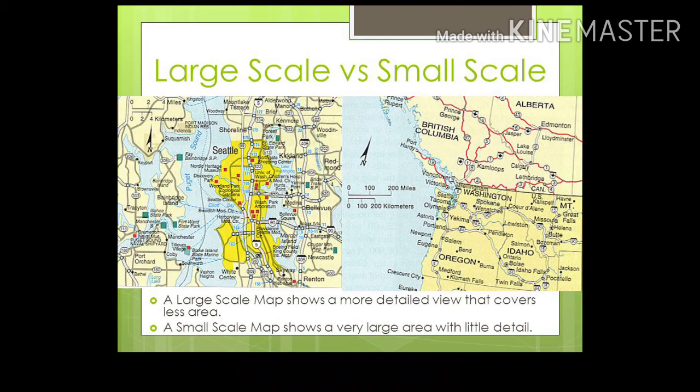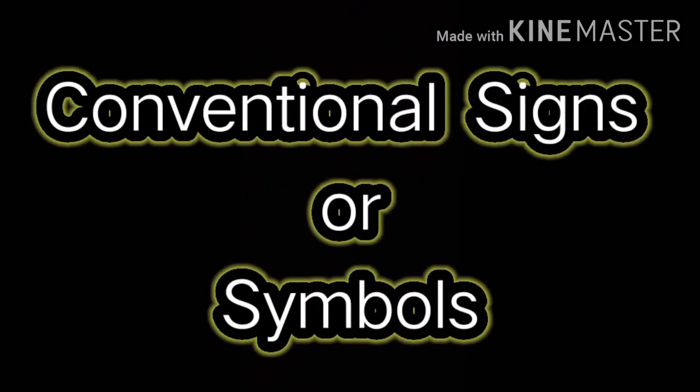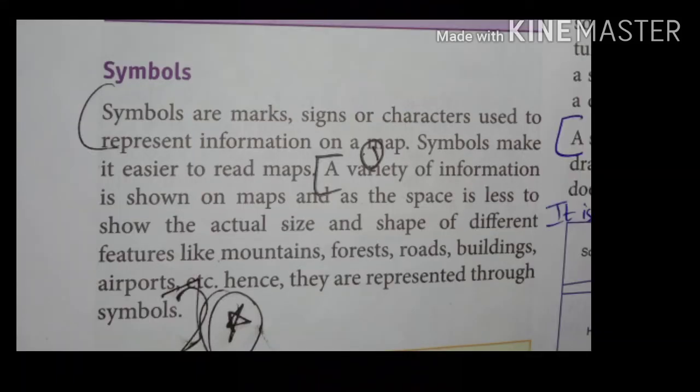Okay, now let's move to the second topic, that is conventional signs or symbols. Yes, a variety of information is shown on maps. As the space is less to show the actual size and shape of different features like mountains, forests, roads, buildings, airports, etc., they are represented through symbols.